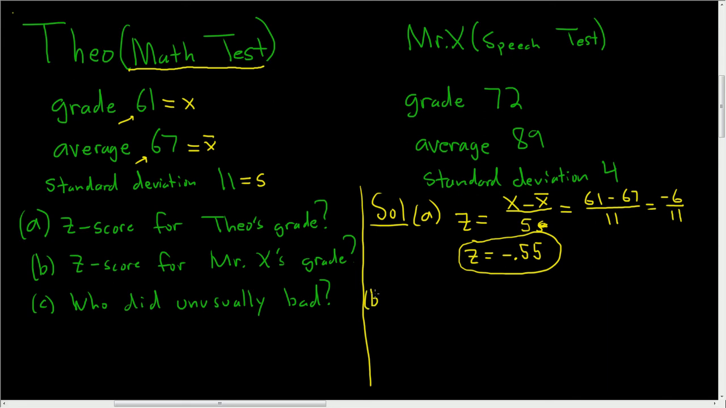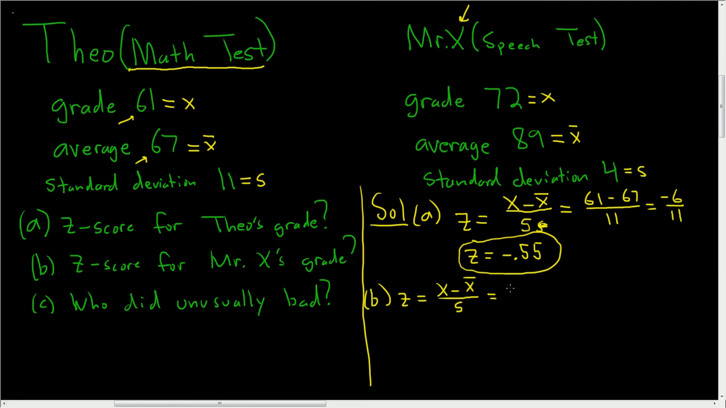Okay, B. Let's find out the z-score for Mr. X. So again, we'll use the formula. It's x minus x bar divided by the sample standard deviation. So in this case, the x for Mr. X, and that's a capital X, is 72. The average is x bar, and the standard deviation, that will be s, so that's 4.